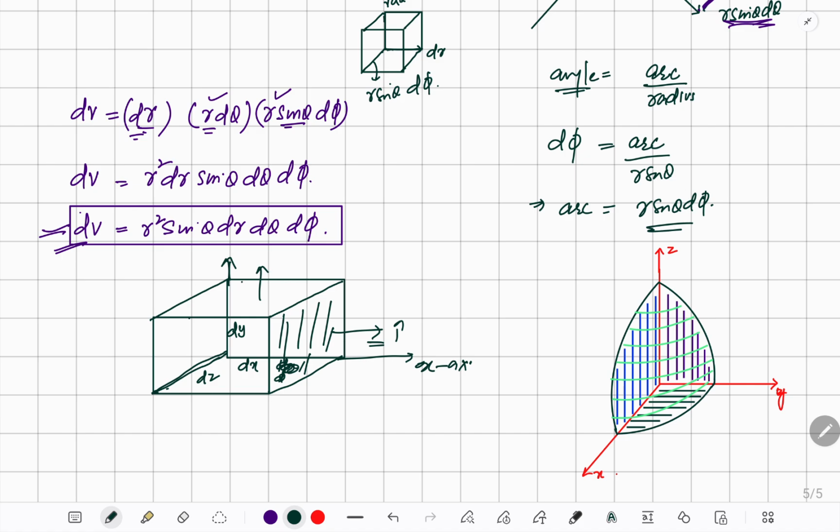What is the direction of this surface? The top surface is the j cap direction. What is the direction of the surface on the left? It is minus i cap. What is the direction of the bottom surface? It is minus j cap.